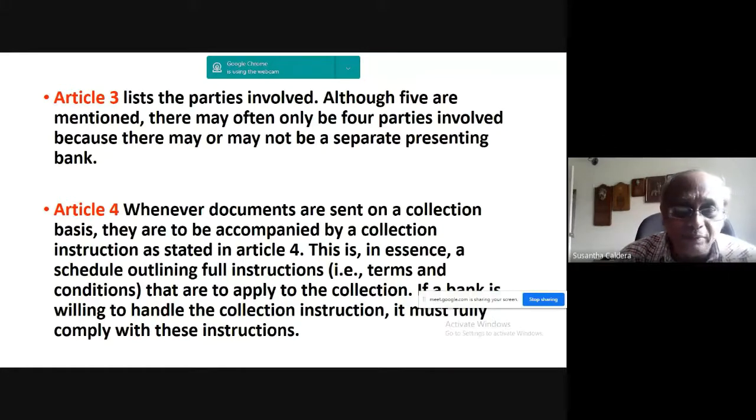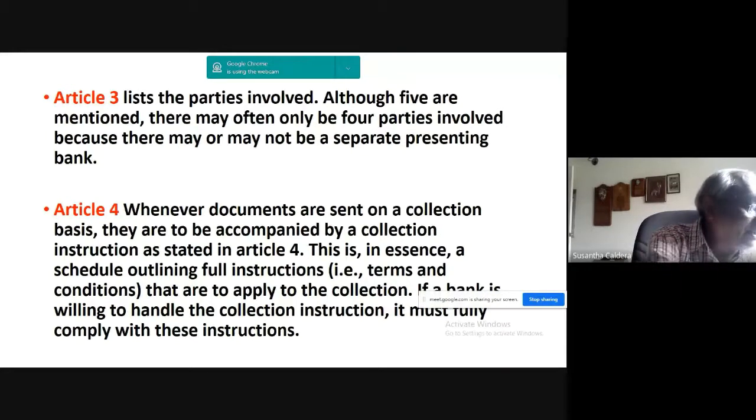Article 4. Collection instructions. Whenever documents are sent on a collection basis, they are to be accompanied by a collection instruction, as stated in Article 4.